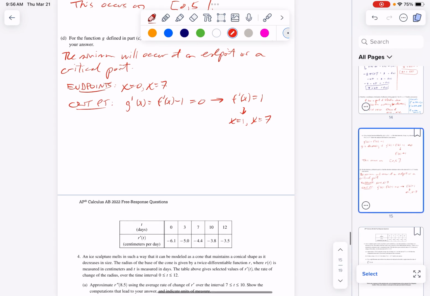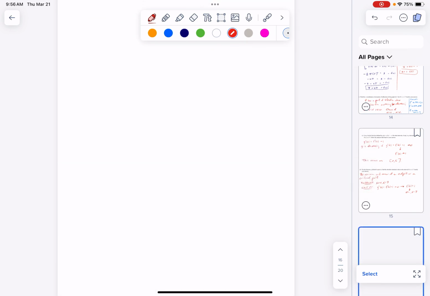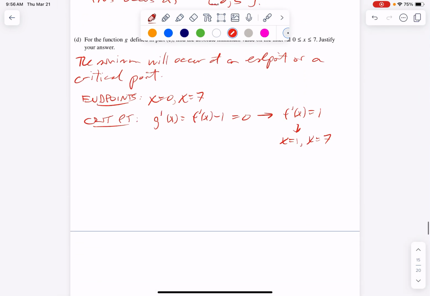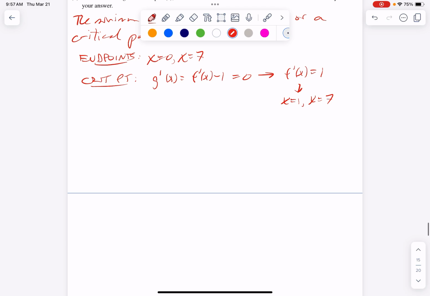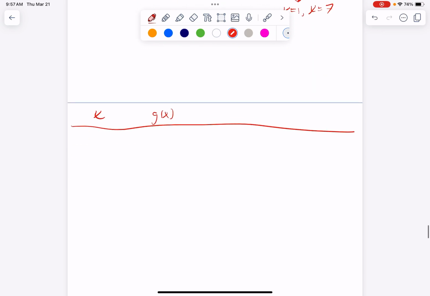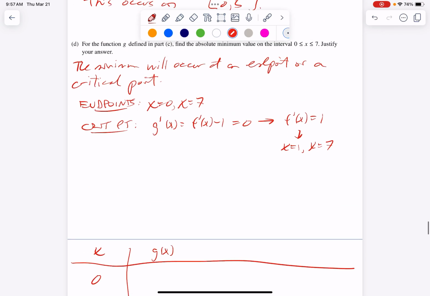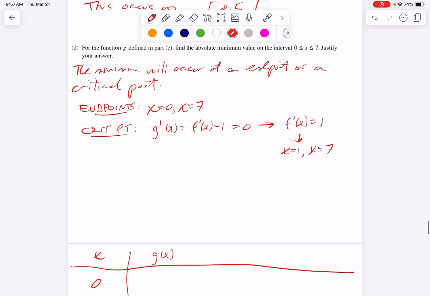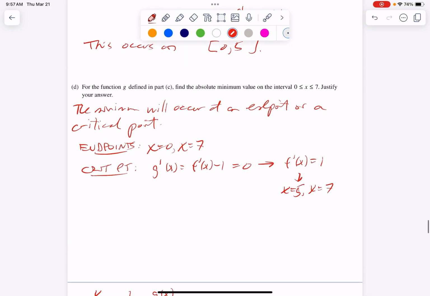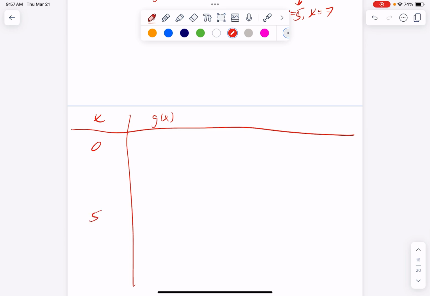I'm going to add a page here. We want to know the value of g at x equals 0. We want to know the value of g at x equals, not 1, what did I put here? 5. At x equals 5. And the value of g at x equals 7.